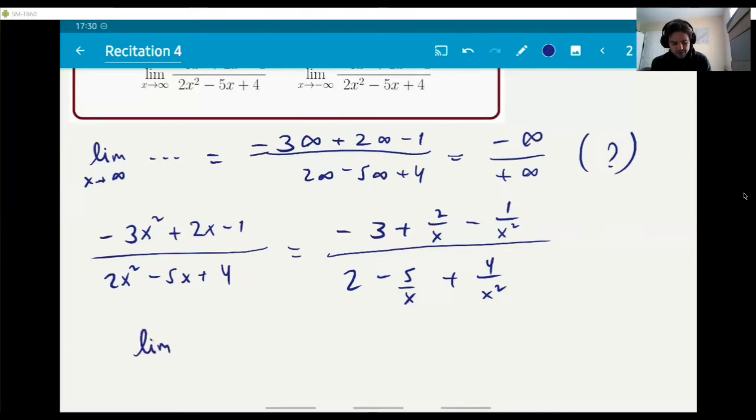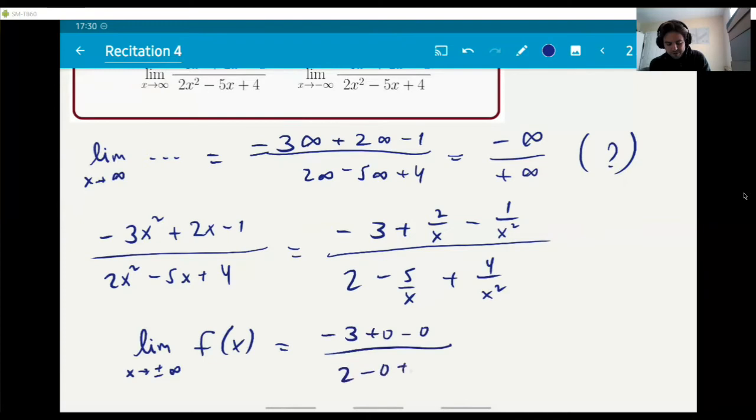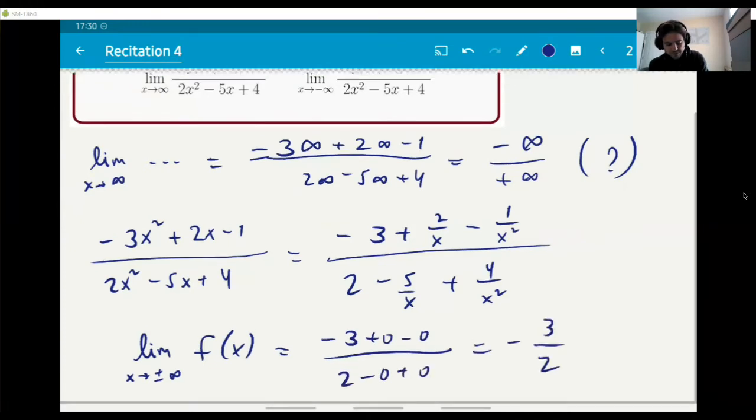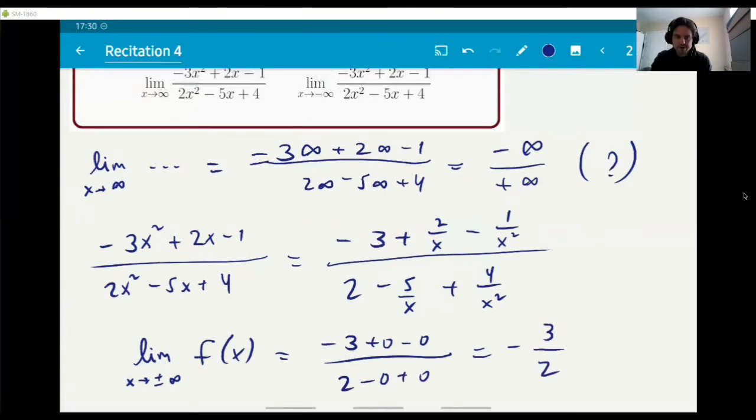So the limit as x goes to either plus or minus infinity, let me call the function f of x, is going to be minus 3 plus 0 minus 0 divided by 2 minus 0 plus 0. That's just minus 3 over 2. Those are already the two things that were being asked in this problem, the limit at plus and the limit at minus infinity. They are the same.